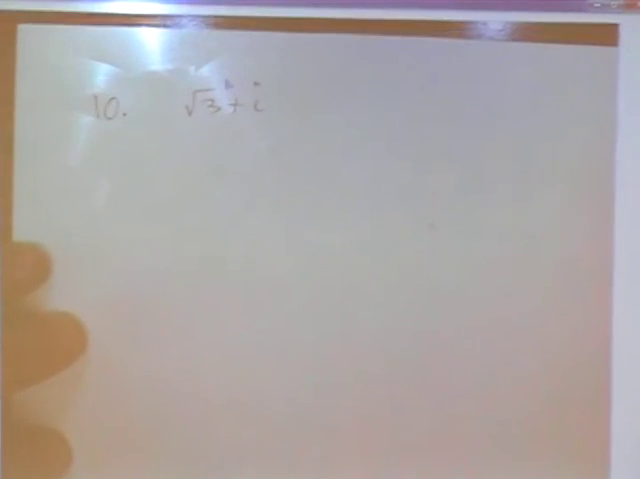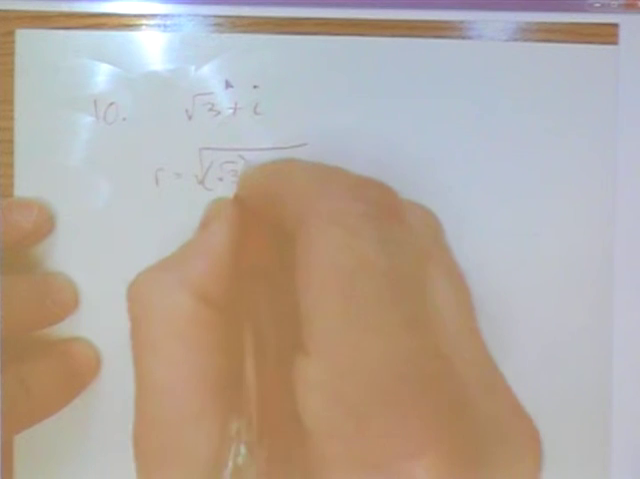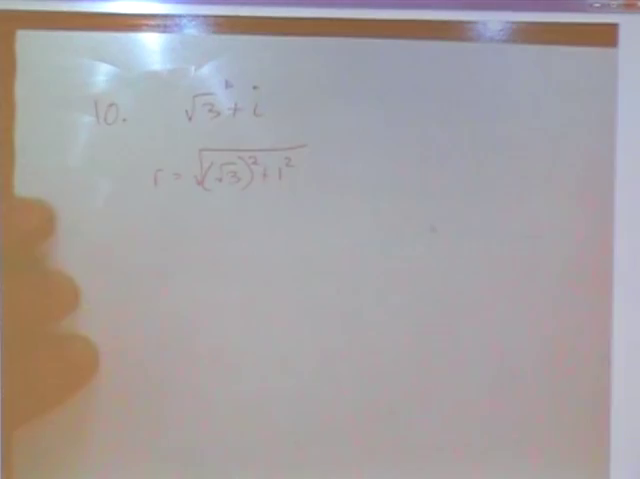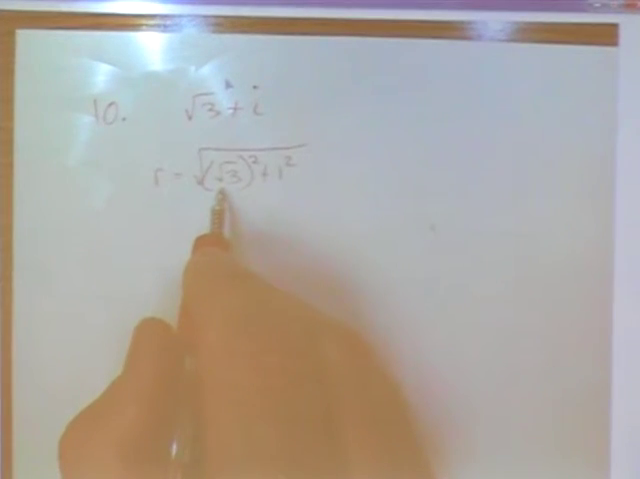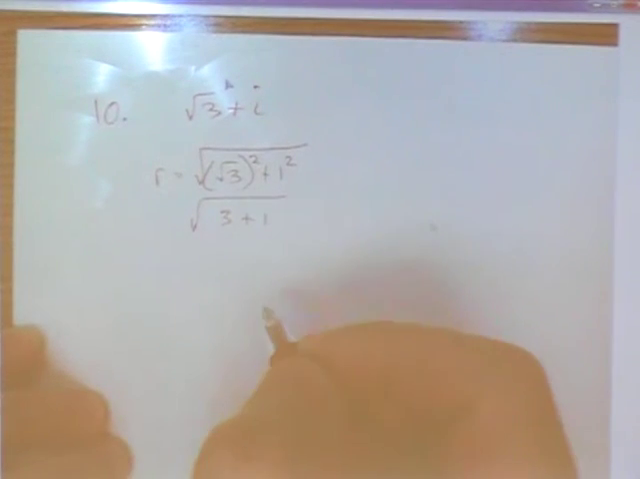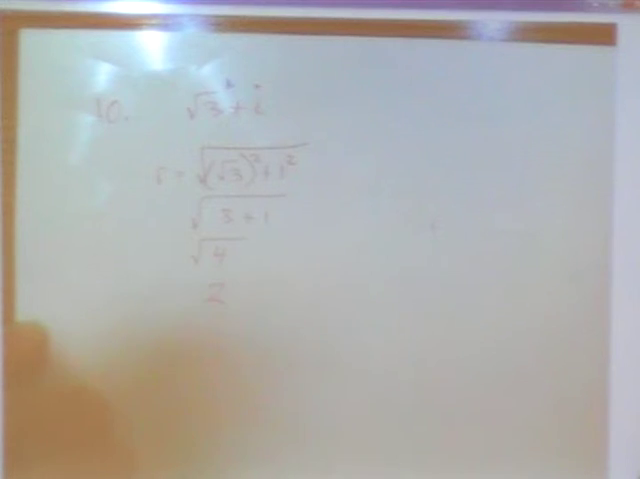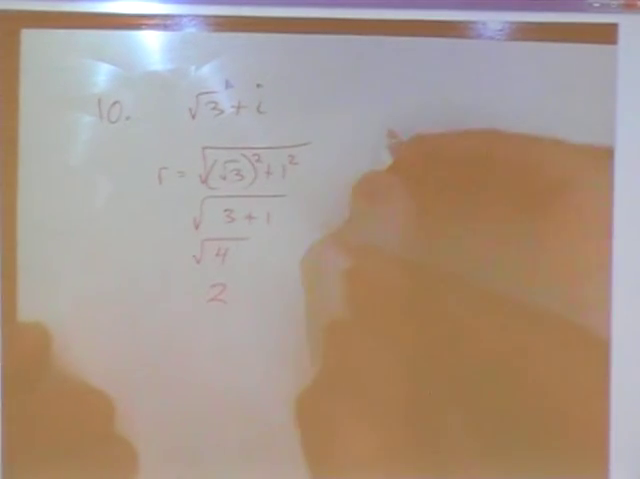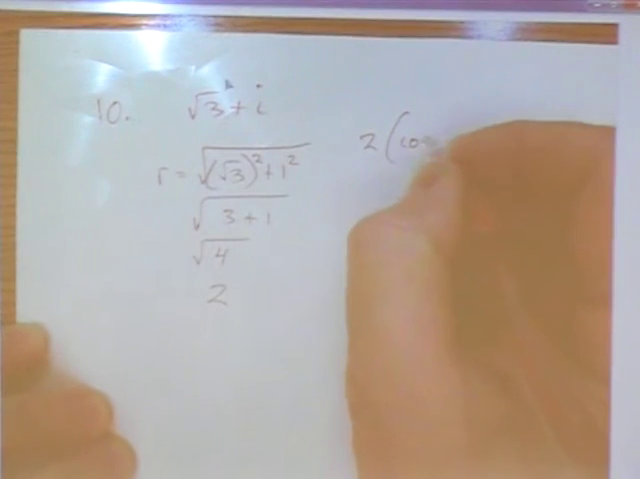Again, B is 1, the coefficient on i. So r, again, is the square root of radical 3 squared plus 1 squared. And again, the square of a square root is just the number. That's where we made a mistake. Square root of 3 times the square root of 3 is the square root of 9, which is just 3, plus 1. Square root of 4 is 2. So 2 times the cosine of theta plus i times the sine of theta.